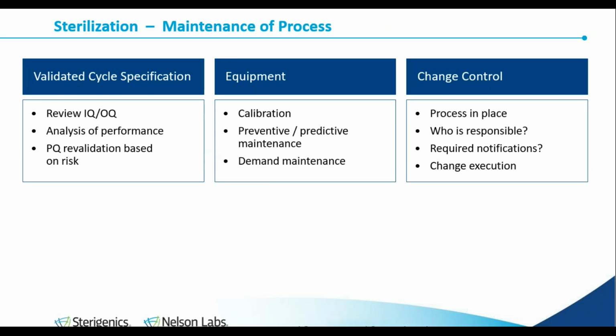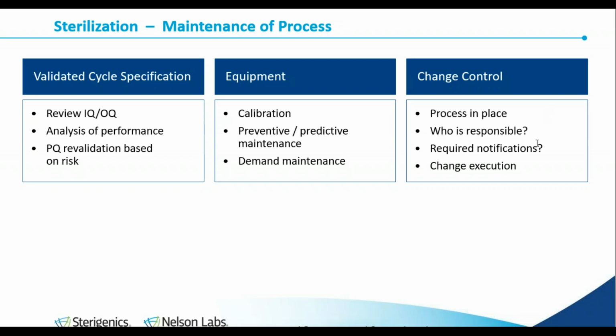Okay, so we want to talk just briefly about, and I'm going to spend about 1 minute on this because I think we all know this, but ultimately you have to maintain a process, and we'll have a validated cycle specification. And as part of that maintenance each year or each period that you perhaps choose, we'll need to look back at the IQOQ to make sure that the qualification of our equipment is fine, and make sure that the performance over the previous year is fine, and ultimately revalidate based on risk in terms of the PQ.